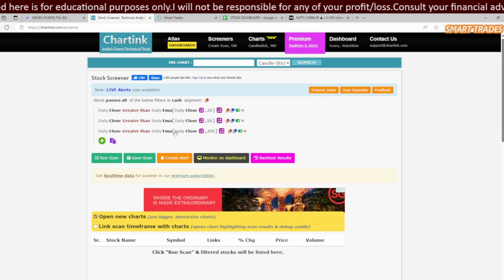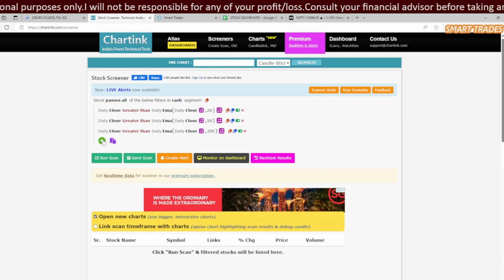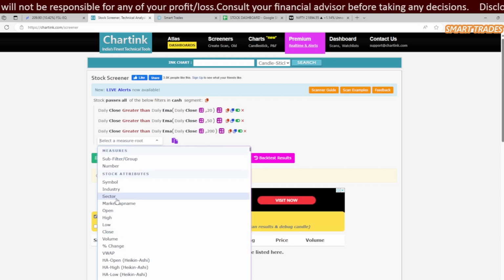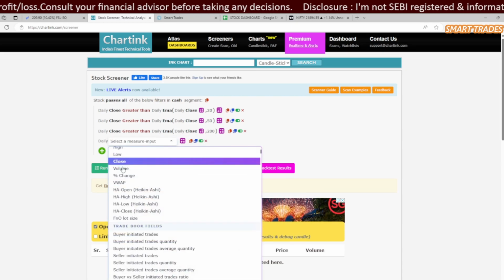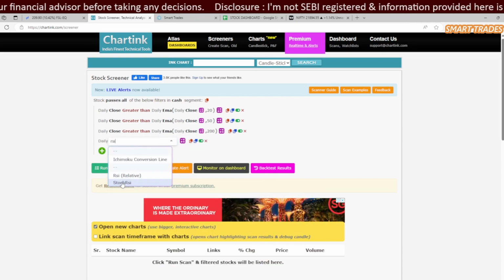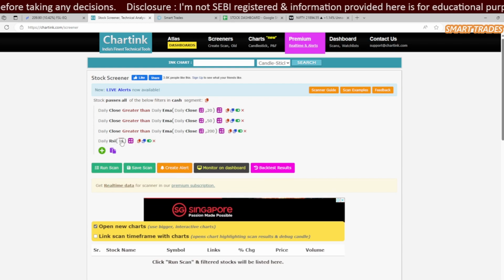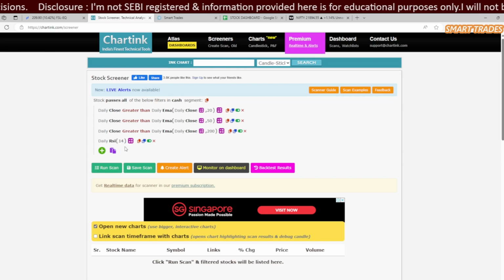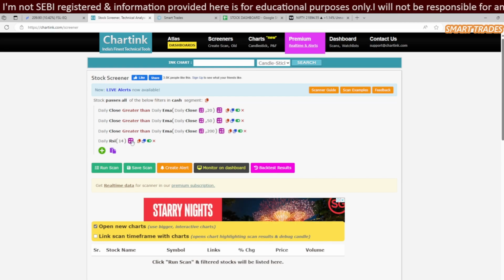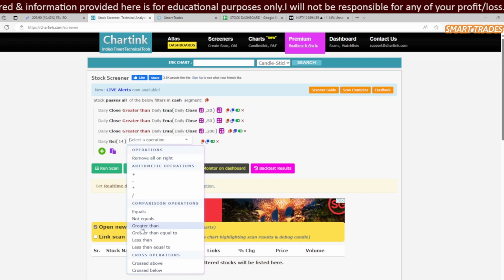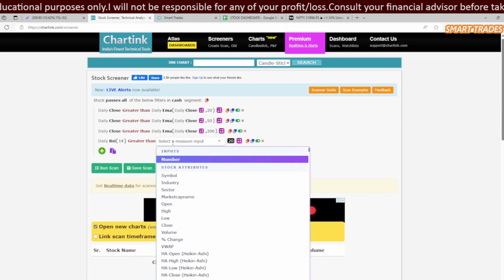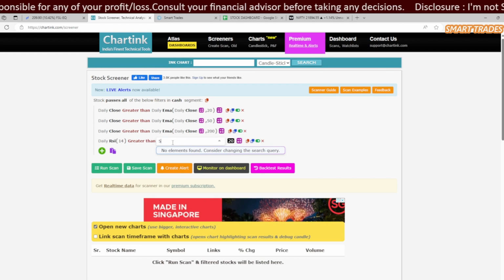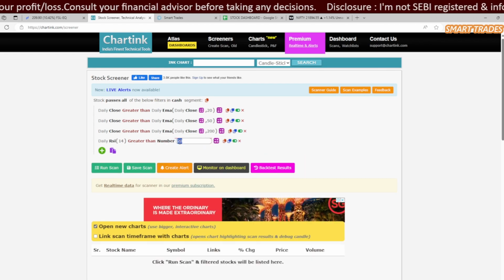Next one which we are going to apply is RSI. Instead of daily close, you can give daily RSI. It comes with the default of 14 only. It should be greater than, as we said, RSI should be bullish. The value should be 50 to 60, so we can take 55. Greater than the number 55.